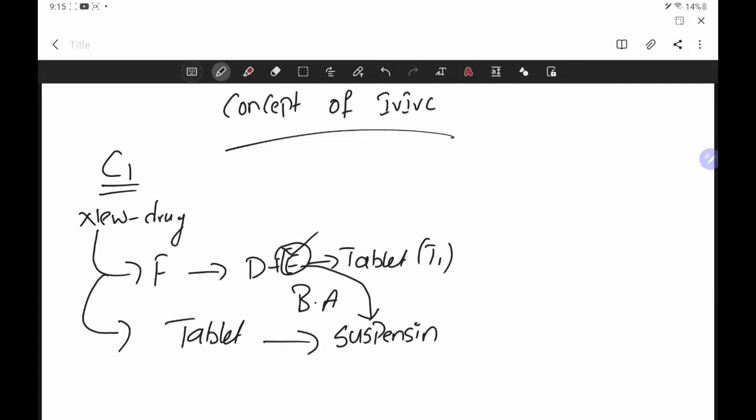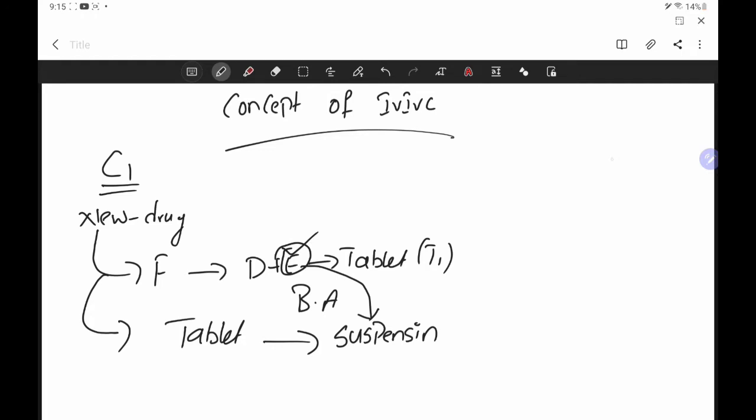Remember, bioavailability studies are conducted in human beings. I will give the suspension to the human being. I will take out his blood, then I will measure the amount of drug present in the plasma, if it is a pharmacokinetic method, that too type 1. Okay.